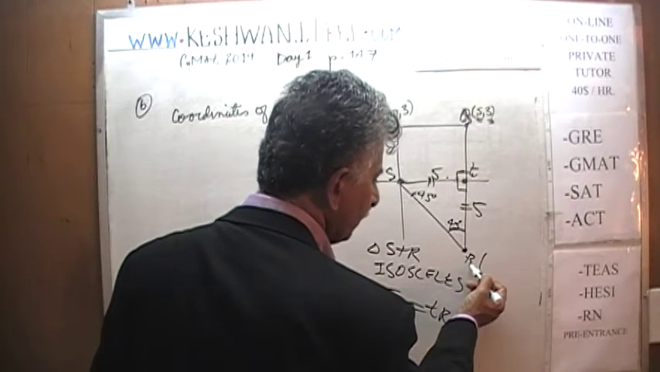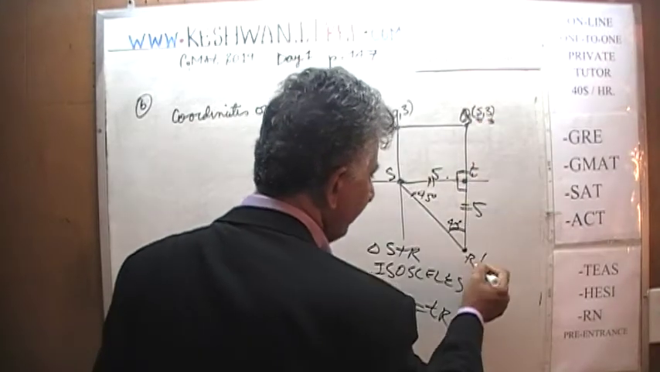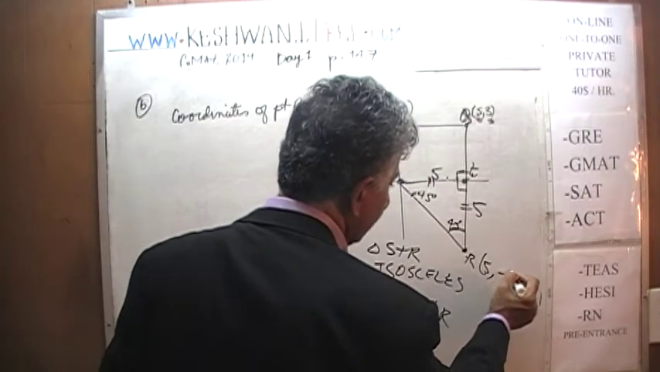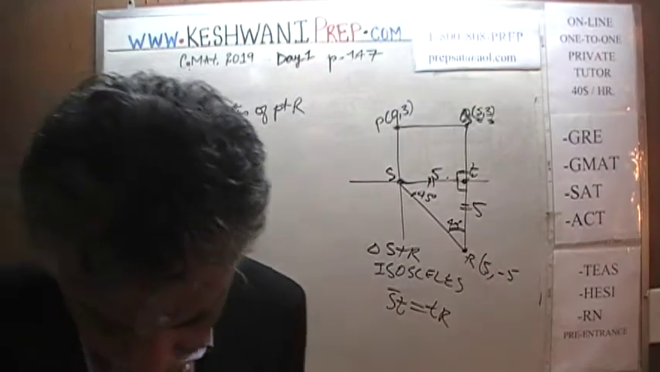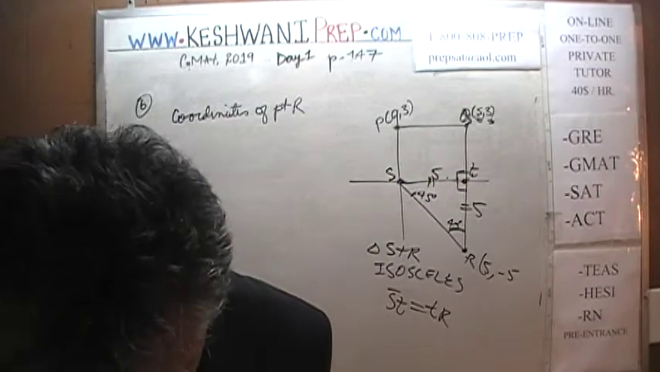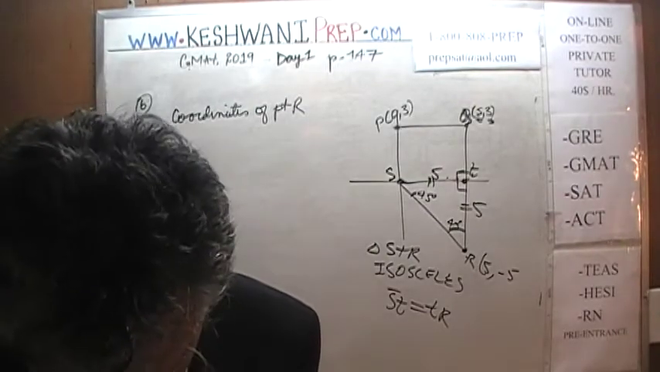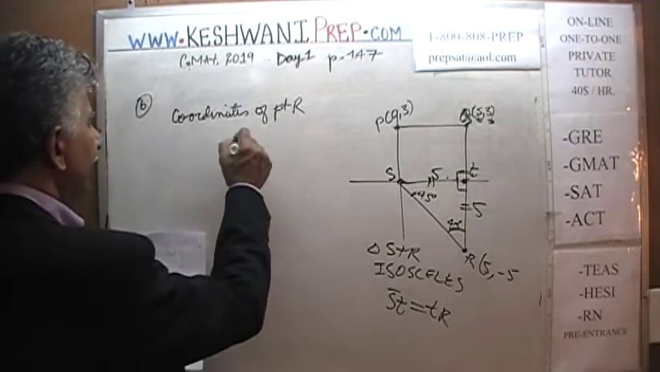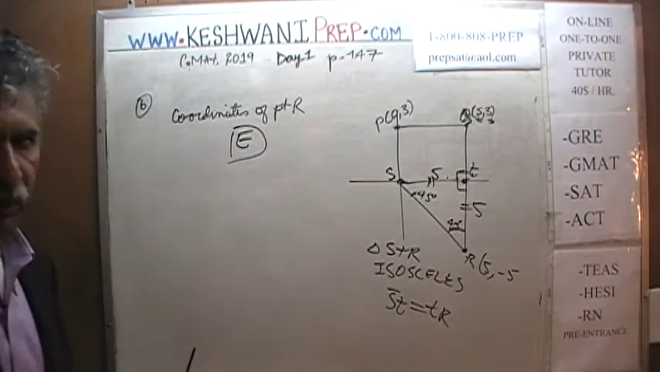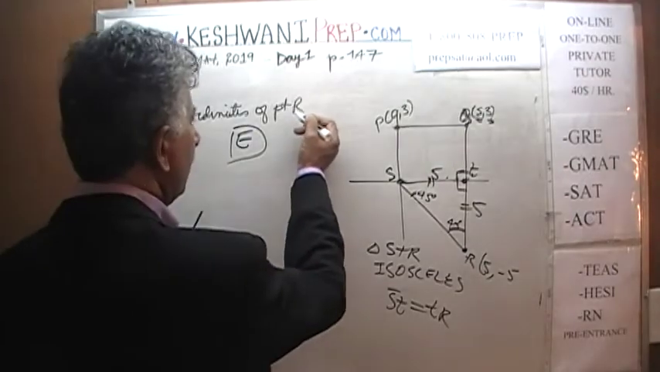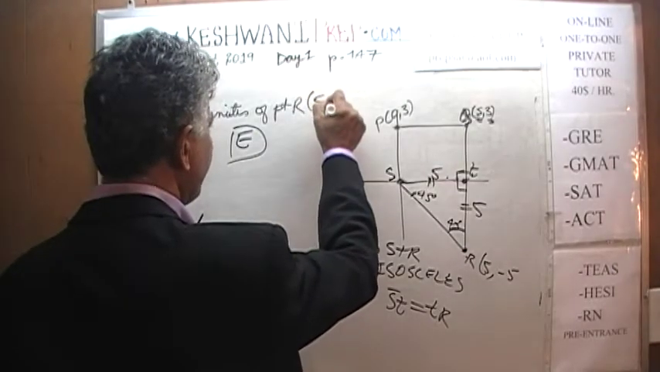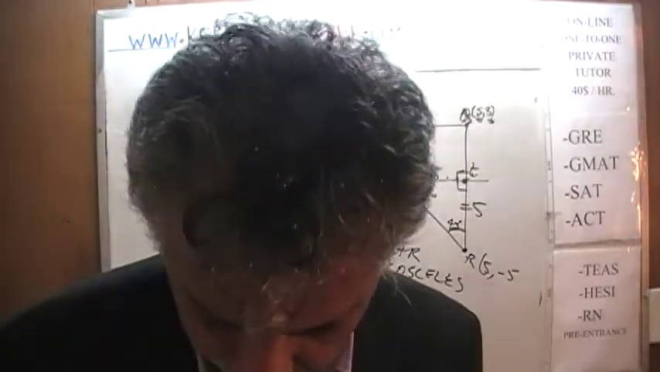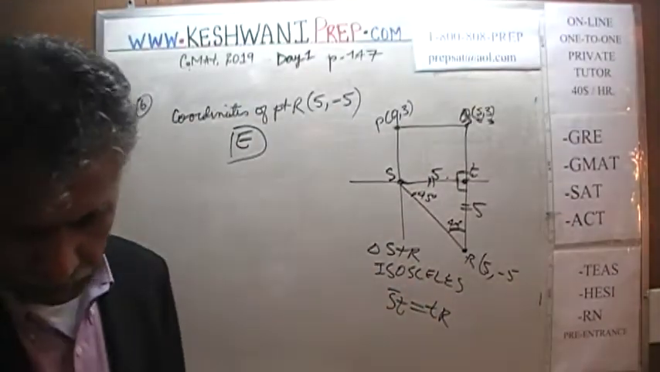Which means the x coordinate of point R is 5. And so is the y coordinate, except the y coordinate is going to be negative 5. So (5, negative 5), which means the answer that we should pick is E. Coordinates of point R are positive 5 and negative 5. X coordinate is positive 5, Y coordinate is negative 5. This is number 7.